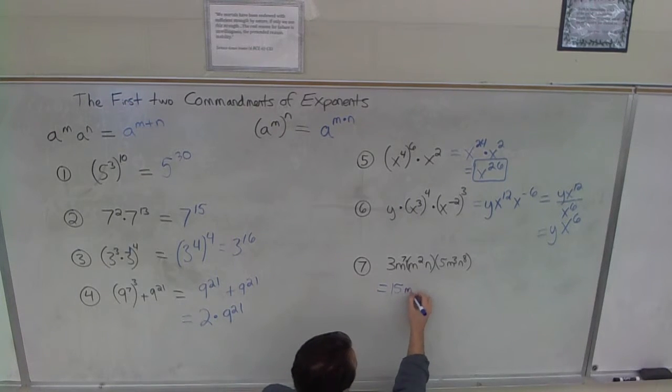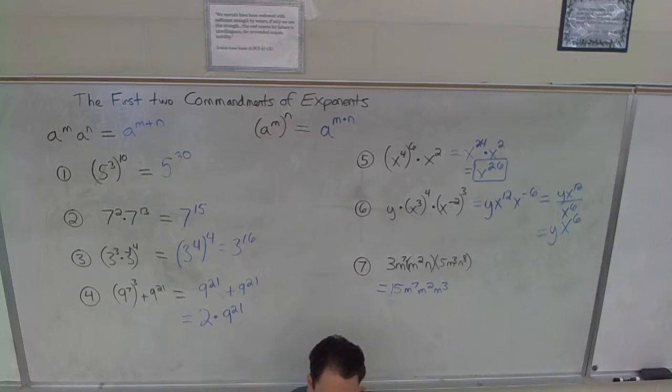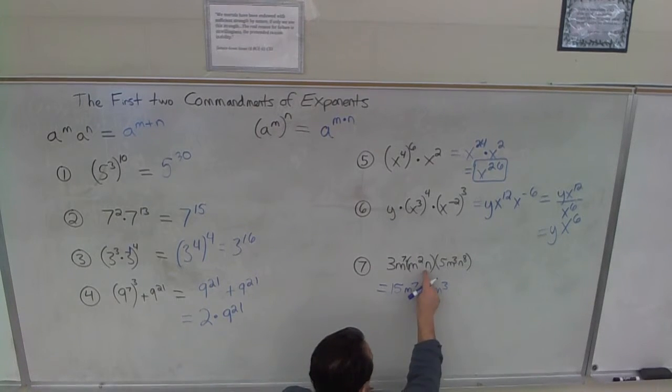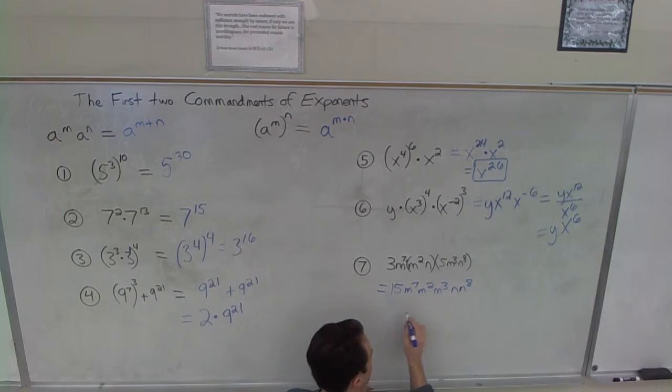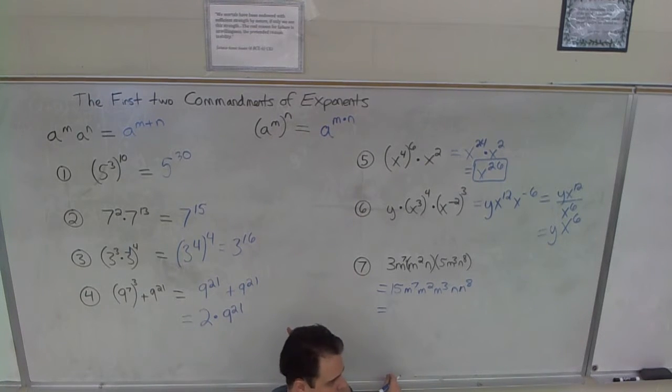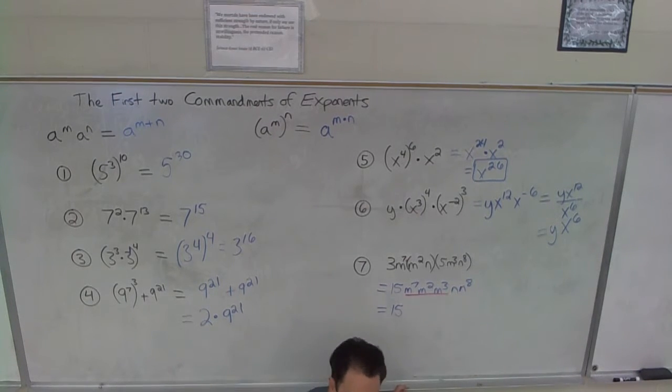So I'm going to put my m's all next to each other. You guys see what I'm doing? Changing stuff around, putting stuff that's the same next to each other. So then there's an n there, and there's an n there. And now we can use our first commandment. So 15 is 15. All of these guys get added up.